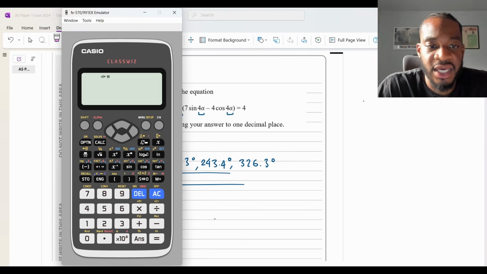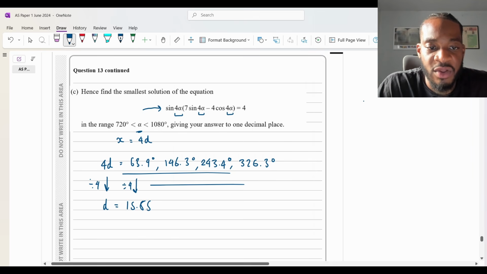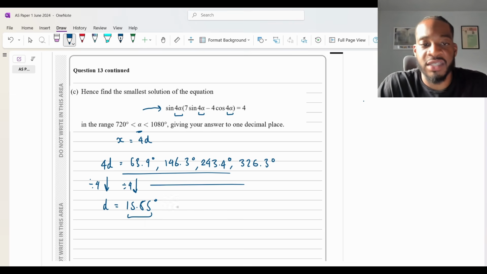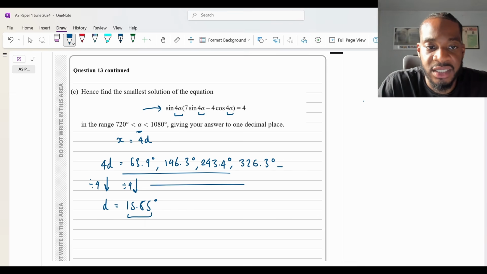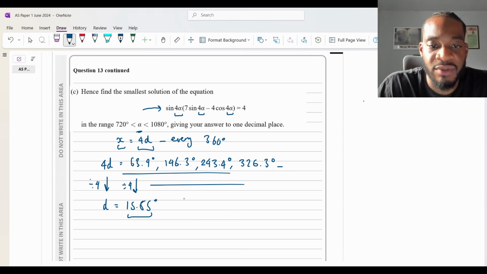Now, let me just get my calculator and just do the first one. 63.4 divided by 4 is equal to 15.85. Now we know that this value here is the start of a cycle. This is the first solution in the start of a cycle. This repeats every 360 degrees for x, doesn't it? Now, alpha, by definition, if we're dividing by 4, is going to repeat every 90. Let me write that there. Alpha repeats every 90.